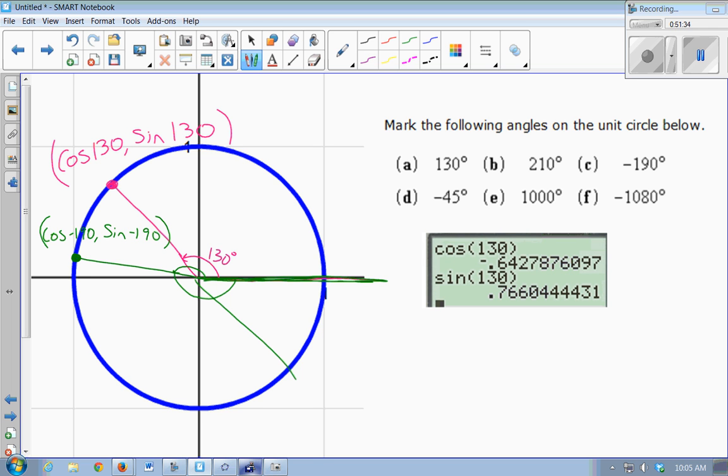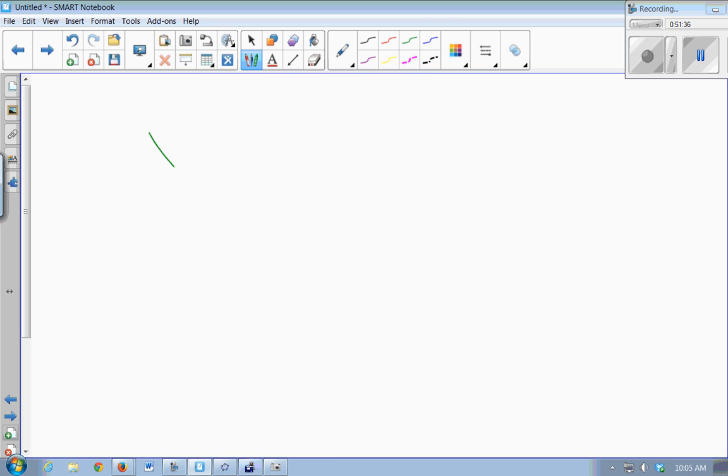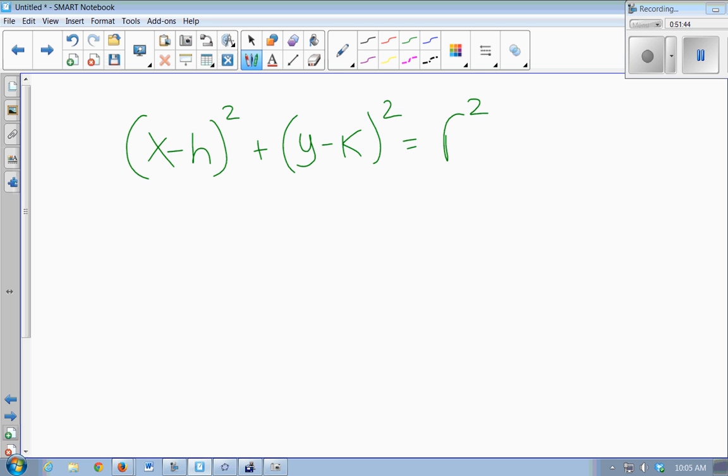The equation of a circle is (x minus h) squared plus (y minus k) squared equals r squared in general. I think this is the simplest way to write the equation of a circle. Its center is at (h, k) and its radius is r. So for the unit circle, its equation would be x squared plus y squared equals 1.